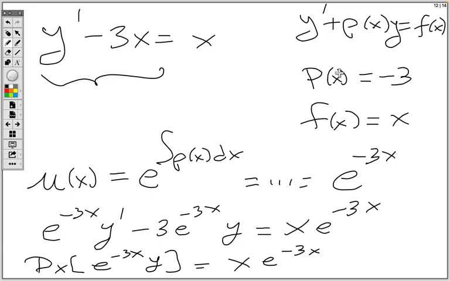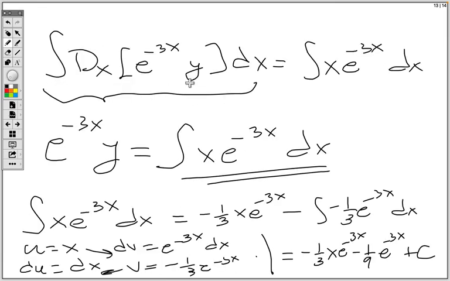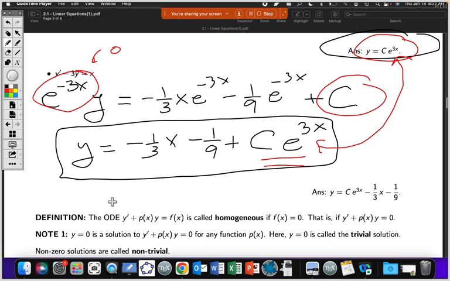Check its standard form, identify the p of x, integrating factor, multiply the factor, integrate, solve.